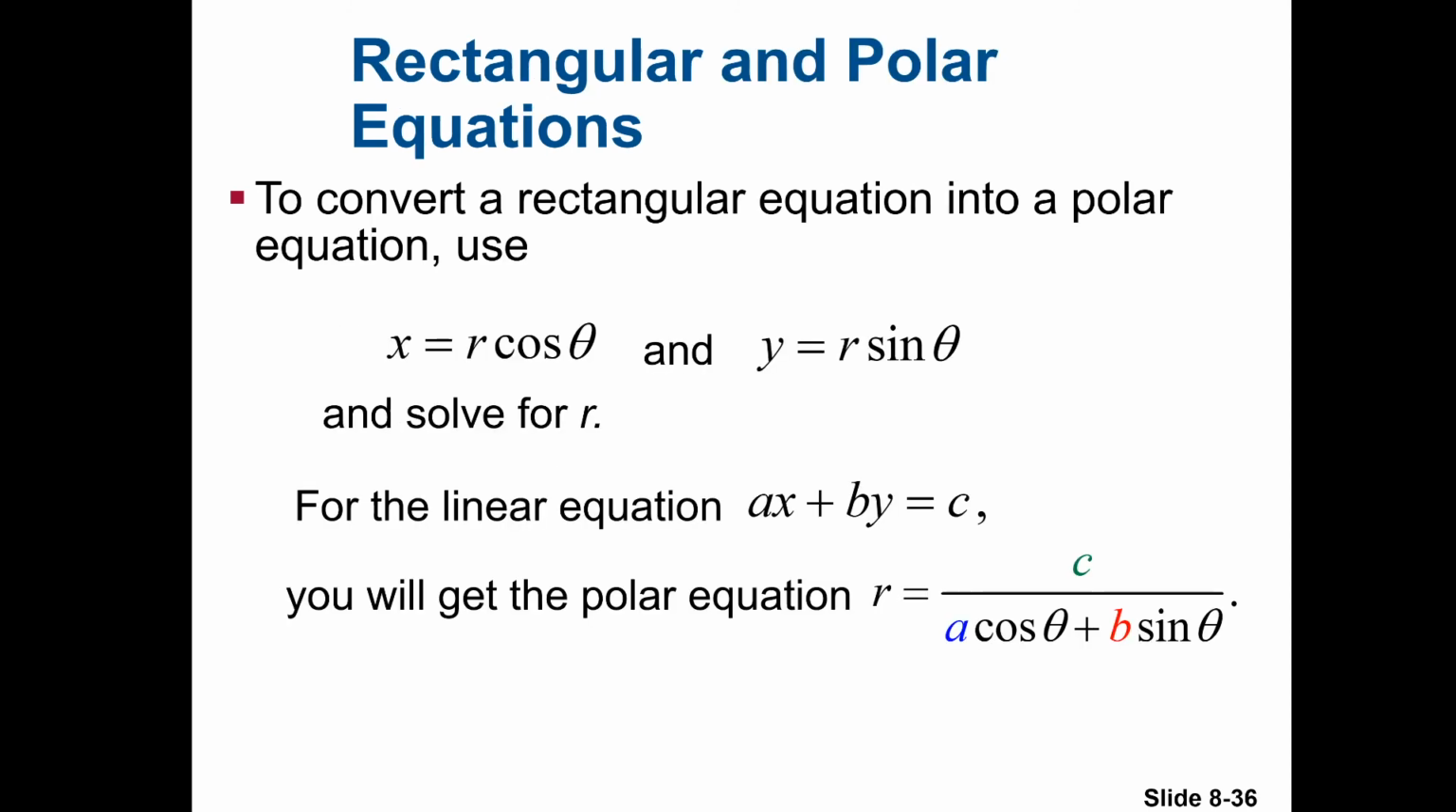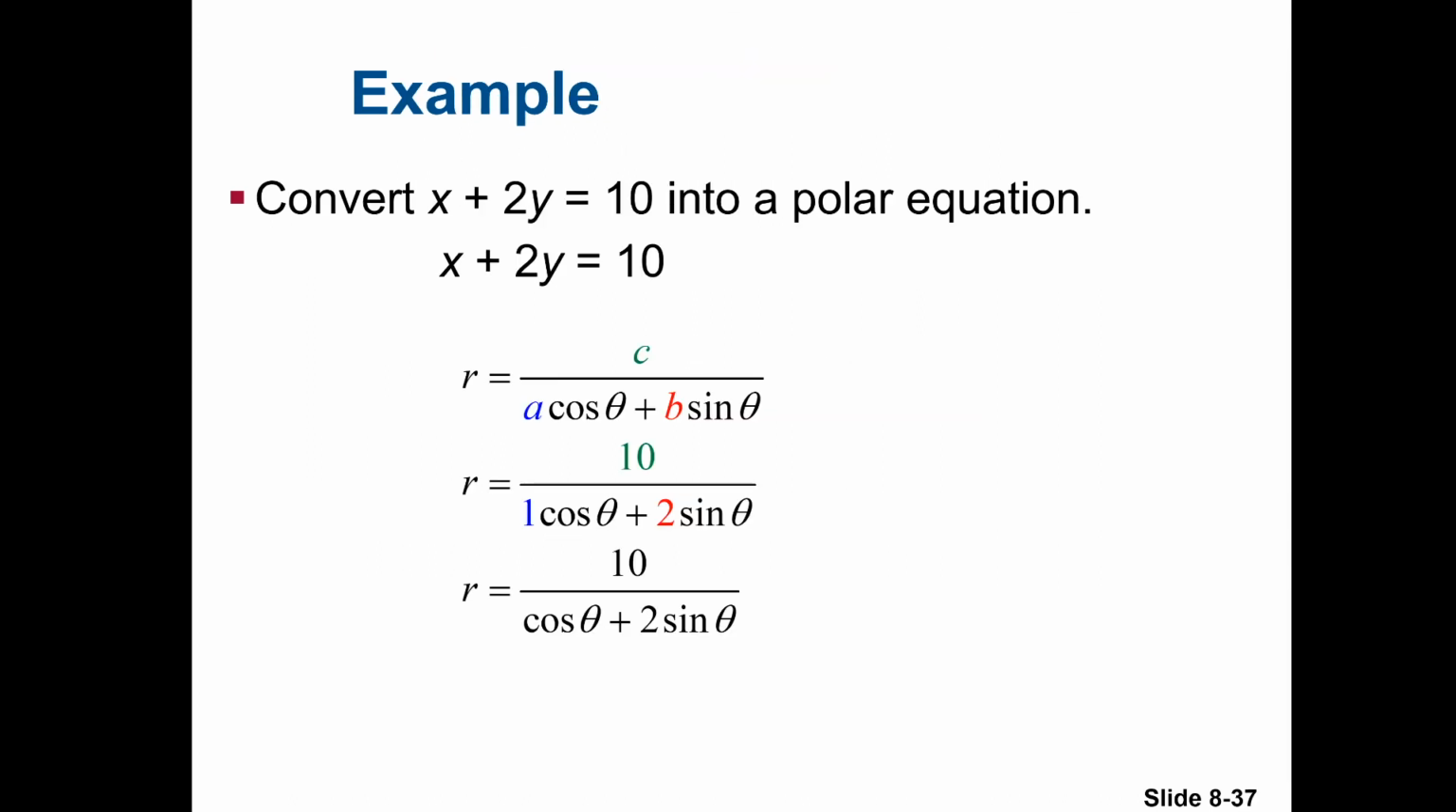Rectangular and polar equations. To convert a rectangular equation into a polar equation, we need to use those identities: x equals r cosine theta, y equals r sine theta. For the linear equation, ax plus by equals c, we can just use the substitution form. So r equals c over a cosine theta plus b sine theta. Or you can just cross multiply.